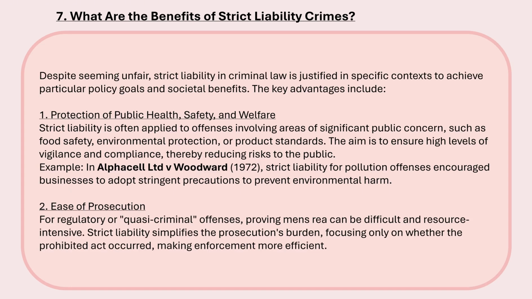Despite seeming unfair, strict liability in criminal law is justified in specific contexts to achieve particular policy goals and societal benefits. The key advantages include: number 1, protection of public health, safety, and welfare. Strict liability is often applied to offences involving areas of significant public concern, such as food safety, environmental protection, or product standards. The aim is to ensure high levels of vigilance and compliance, thereby reducing risks to the public. Example: in Alphacell, strict liability for pollution offences encouraged businesses to adopt stringent precautions to prevent environmental harm.